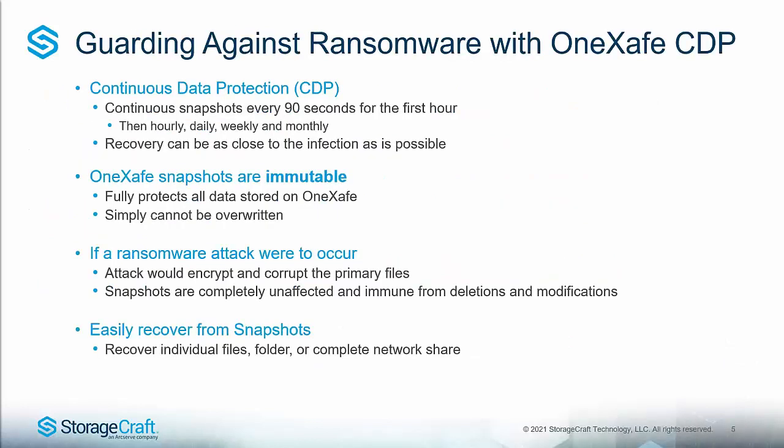So guarding against ransomware with OneXafe continuous data protection. The continuous snapshots are every 90 seconds for the first hour, then they drop down to hourly, daily, weekly, and monthly. The recovery can be as close to the infection as possible. The OneXafe snapshots are immutable, so it fully protects all the data stored on the OneXafe and simply cannot be overwritten. If a ransomware attack were to occur, the attack may encrypt and corrupt the primary files, but the snapshots are completely unaffected and immune from deletions and modifications. You can easily recover from snapshots. Users can recover individual files or folders, or an admin can recover a complete network share.